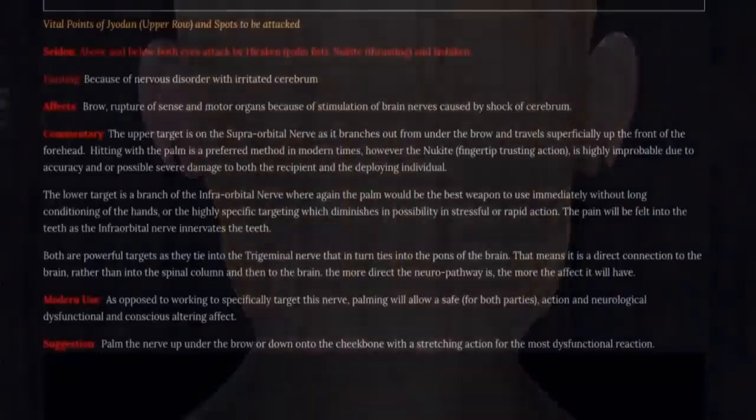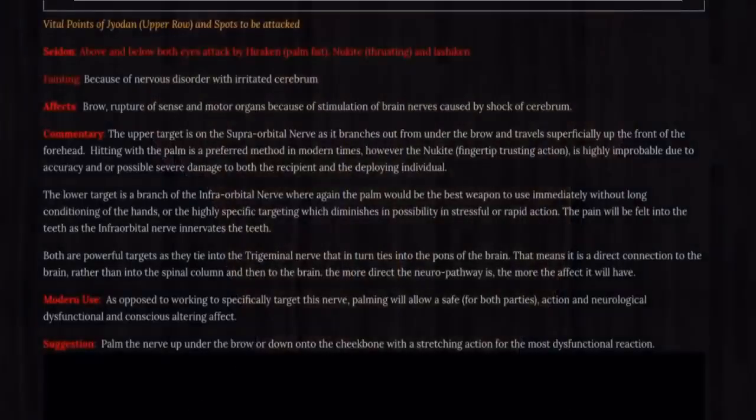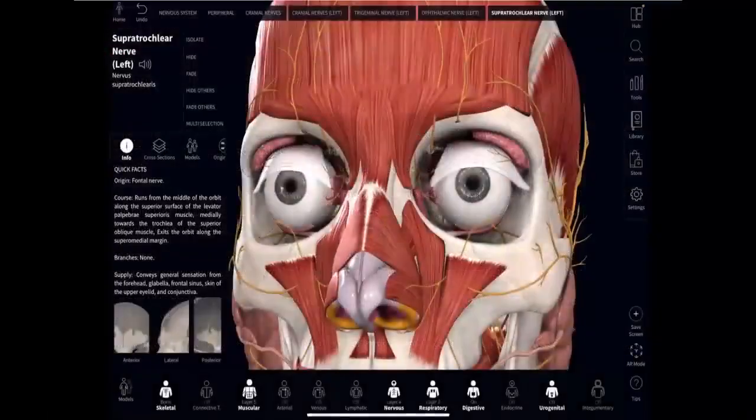And the other target that we're going to be working with is the Seiden. Now, Seiden was a fainting target, and it's because it causes the nervous disorder of the irritated cerebrum. And it shocks the brain, and it will pass the person out. If you hit the Seiden right, there are several Seiden targets. They're not just one. And it's stated as above and below both eyes. And that's because of the supraorbital nerve above the eye on the eyebrow, and also the infraorbital nerve underneath the eye.